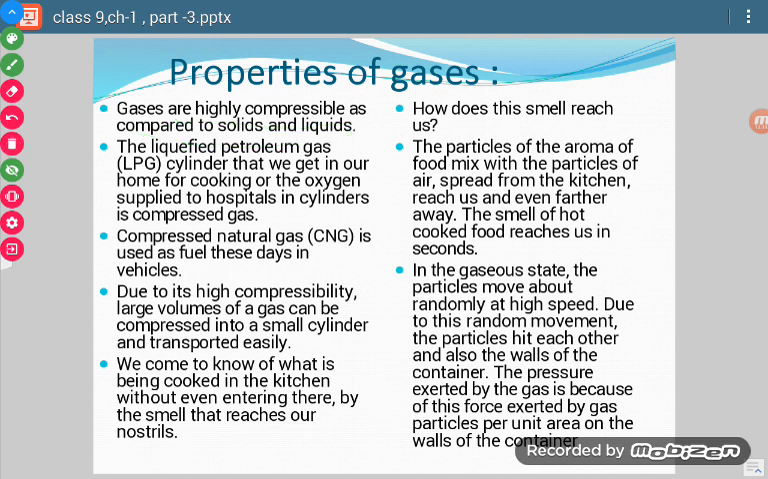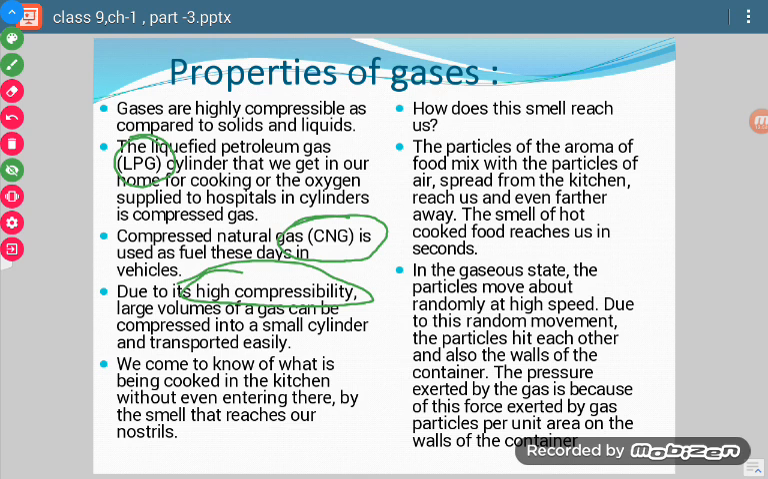Now on the basis of this property, we can see its uses in LPG, this cooking gas which we use at home, that comes in cylinders, that is liquefied petroleum gas. So what we do, we compress the gas and then the gas becomes liquid, and then we store it in a cylinder. When we remove the pressure, then again it becomes gas. Similarly, in vehicles we use CNG, compressed natural gas. So this whole thing is possible only because of the high compressibility of gas.